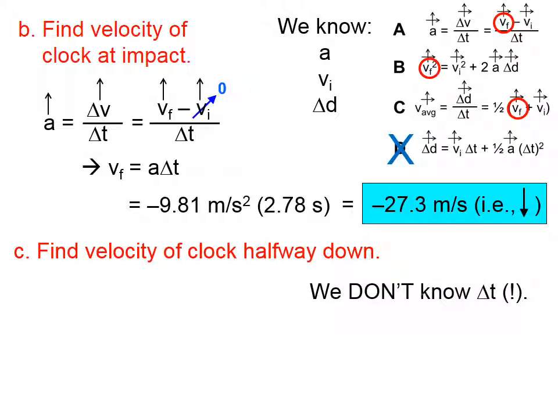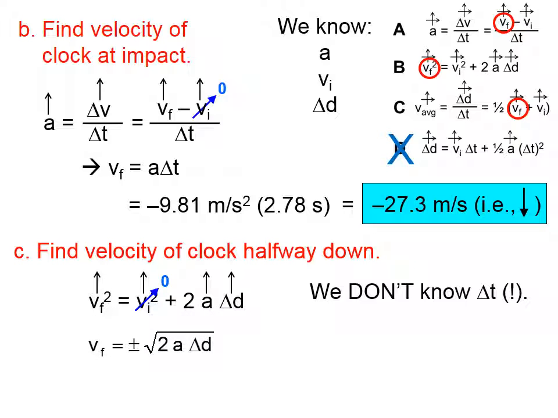What we don't know halfway down is the time. We can't simply take the time that it took to get to the bottom, 2.78 seconds, and cut that in half. And we can't do that because the speed of the clock is not constant as it falls. So we do not know the time, which leads us directly to equation B, which in an earlier lesson I called the no time equation. When you don't know the time and you're not asked to find the time, this is a great equation to use. So let's use it.